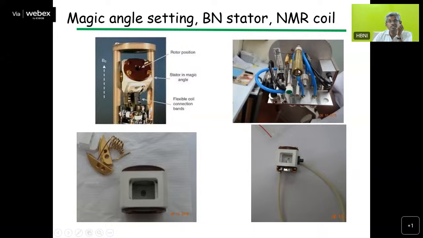So this is something to adjust the magic angle. This is the vernier, you can see here. So the vernier is used to adjust this stator, because inside the stator there is a coil. This vernier is adjusted to adjust the angle, and you can vary the angle. Sometimes people do off magic angle experiments also. Of course, the line width will be broader, but sometimes people do that actually. So for that purpose, we can change the angle also by this vernier.